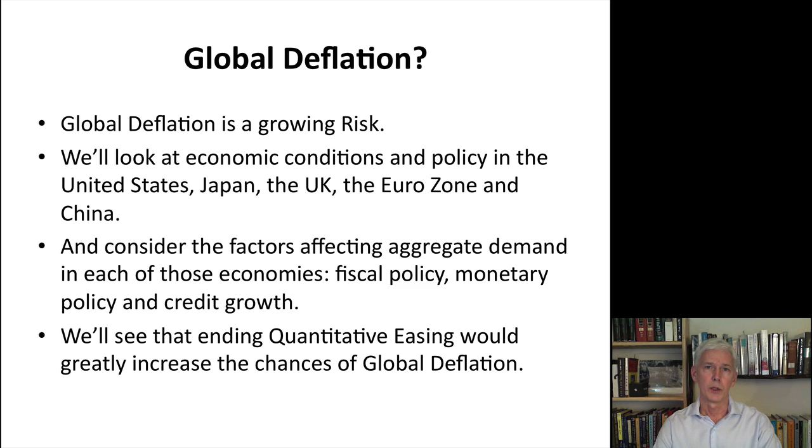Finally, we'll look at the risk of global deflation. Here we'll look at economic conditions and policy in the United States, Japan, the UK, the Eurozone, and China. And we'll consider the factors affecting aggregate demand in each of those economies: fiscal policy, monetary policy, and credit growth. We'll see that ending quantitative easing would greatly increase the chances of global deflation.